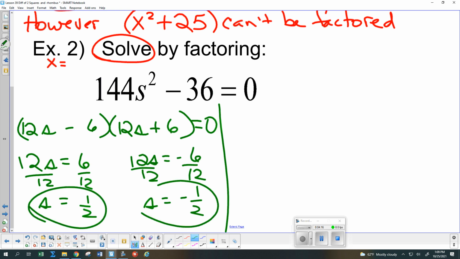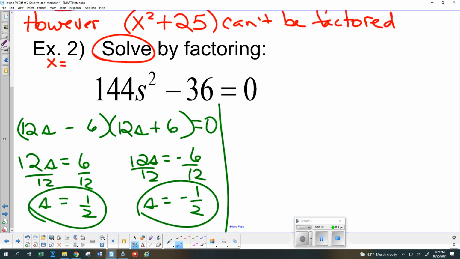We found what the variables equal. We factored it, so we wrote the parentheses times parentheses equals 0. We solved, we got numbers for the variable. Another way I could solve this one, does it have a GCF? What do you think the GCF is, Mateo?